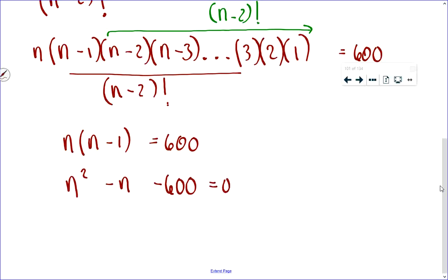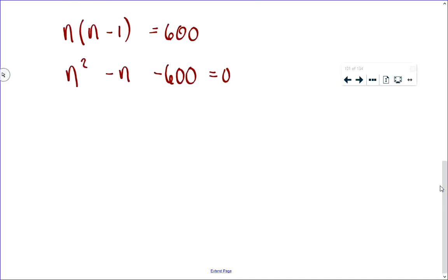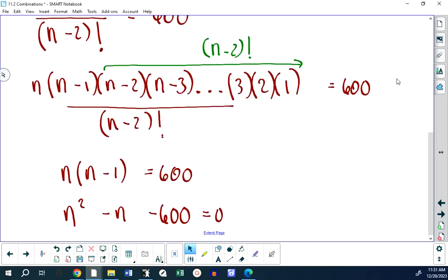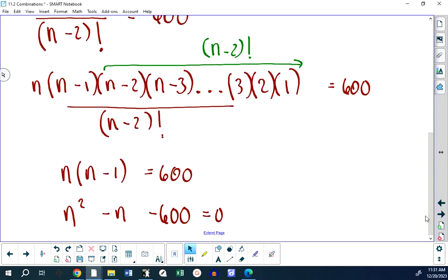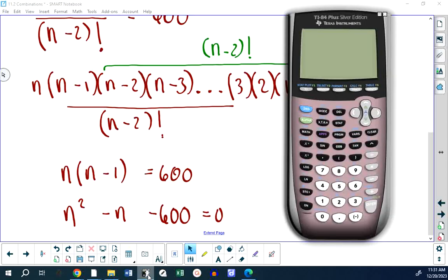Now, here's a way to cheat the system. This is not a difficult thing to factor. It really isn't. You're looking for numbers that multiply to give negative 600 and add to give negative 1. So the two numbers are very close together. Personally, what I would do, and this may or may not make sense to some of you, and I can't remember if I've ever shown this to you, is I would say since the two numbers are very close together, I'm going to take the square root of 600 and just round up or down and see what happens.